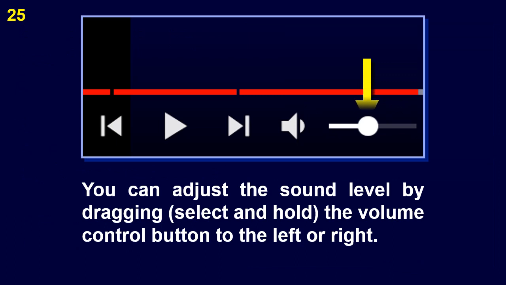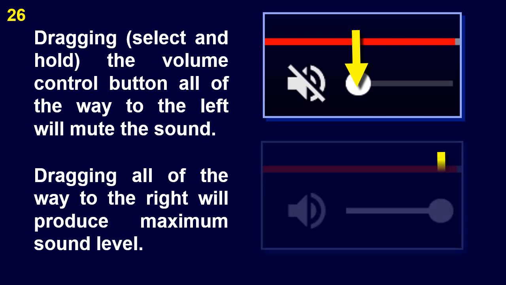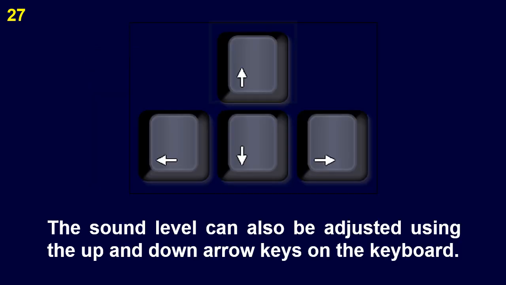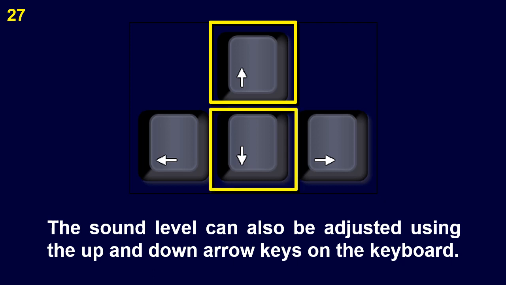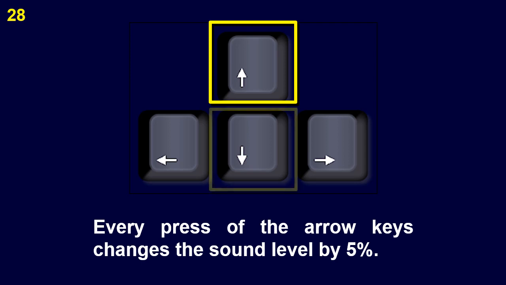You can adjust the sound level by dragging, that is, selecting and holding the volume control button to the left or right. Dragging all of the way to the left will mute the sound. Dragging all of the way to the right will produce maximum sound level. The sound level can also be adjusted using the up and down arrow keys on the keyboard. Every press of the arrow keys changes the sound level by 5%.